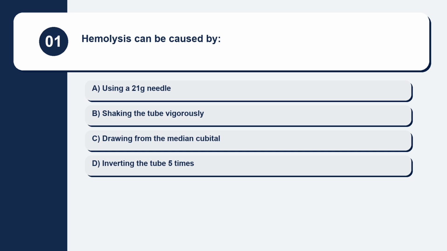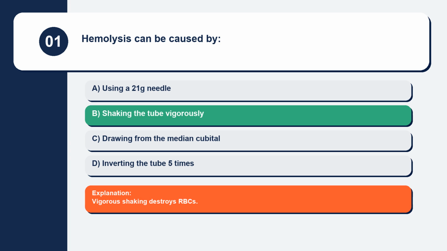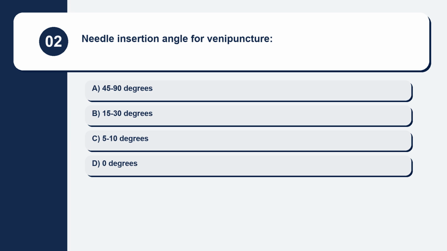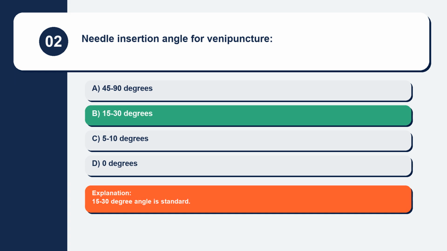Question 1. Hemolysis can be caused by using a 21G needle, shaking the tube vigorously, drawing from the median cubital, or inverting the tube 5 times. Vigorous shaking destroys RBCs. Question 2. Needle insertion angle for venipuncture: 45-90 degrees, 15-30 degrees, 5-10 degrees, or 0 degrees. A 15-30 degree angle is standard.